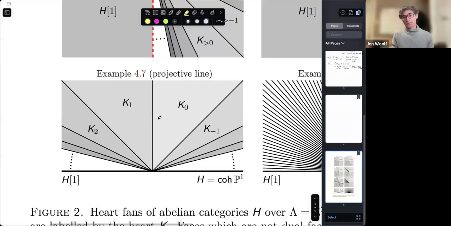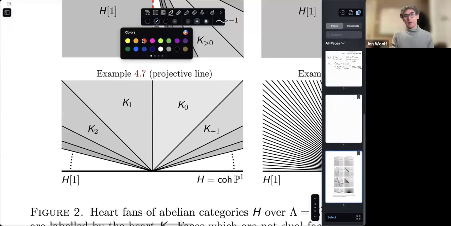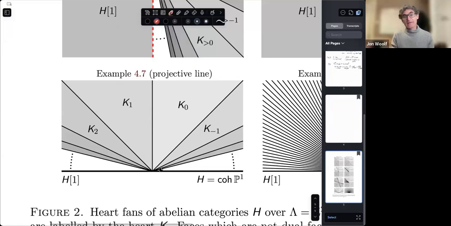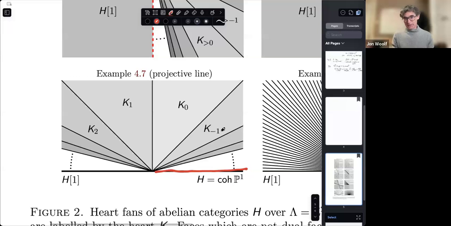And now if you go to coherent sheaves on P1, then if you remember, this was the heart cone for coherent sheaves along here. And then you get tilts of it, which are actually Kronecker hearts. That's this countable family here. And you just get a half plane. So here the support of the fan is this upper half plane, and you get nothing in the lower plane.